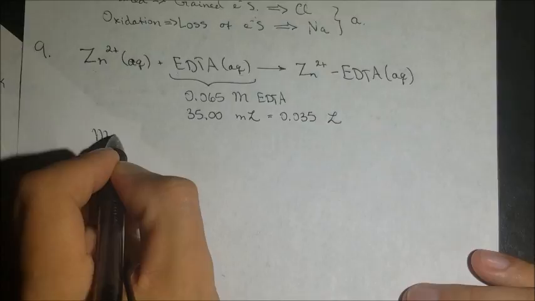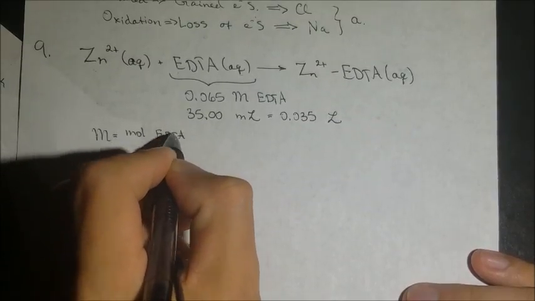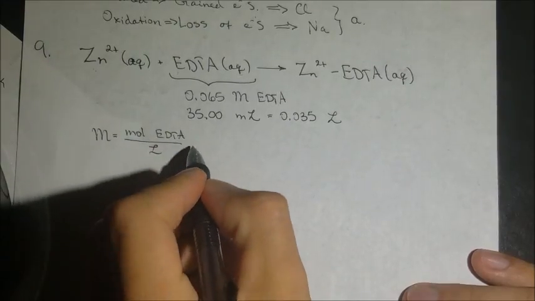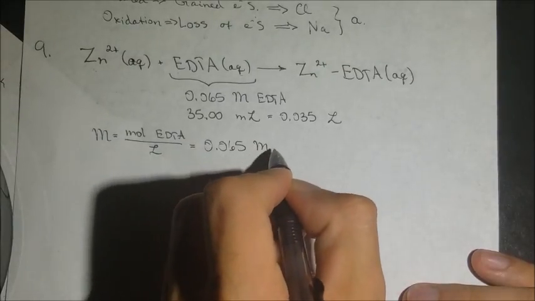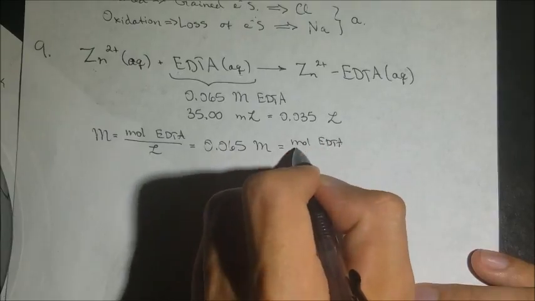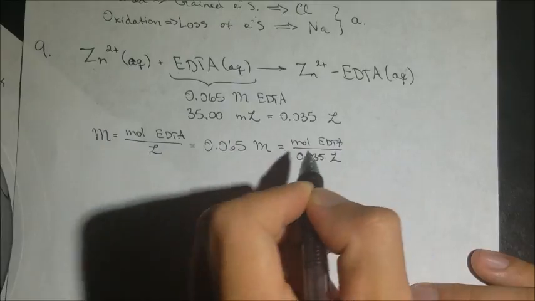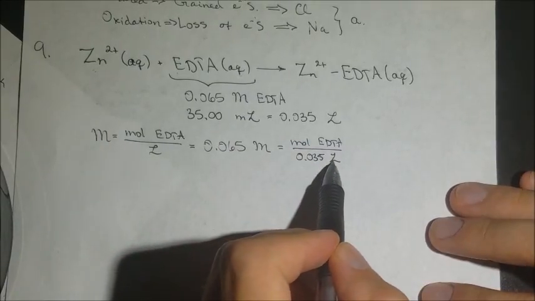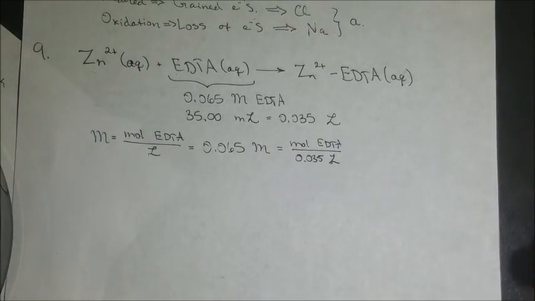So molarity equals moles of EDTA per liter. So our molarity, 0.065 molar, equals moles of EDTA divided by 0.035 liters. Okay, so we have a molarity and we have the liters, so we have 2 out of the 3 things we need. Now we just want to solve for the moles of EDTA.